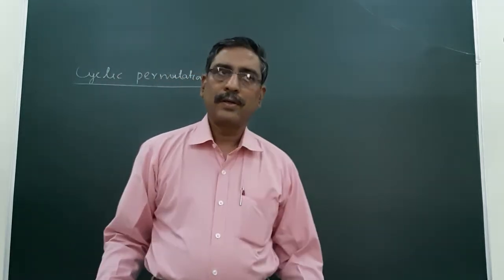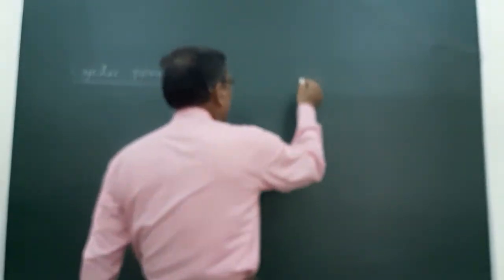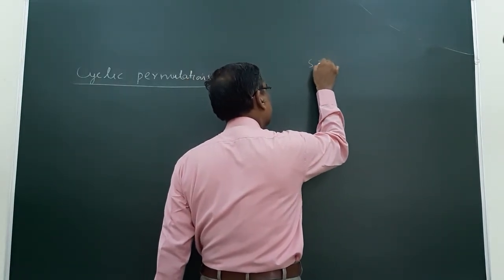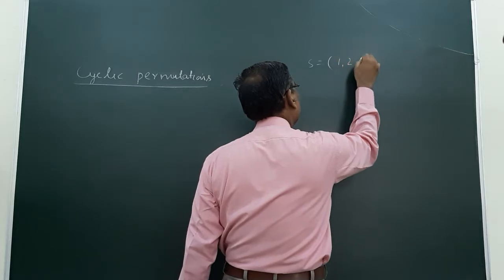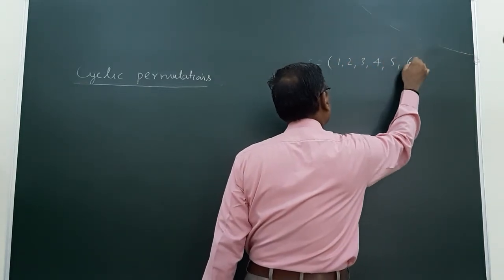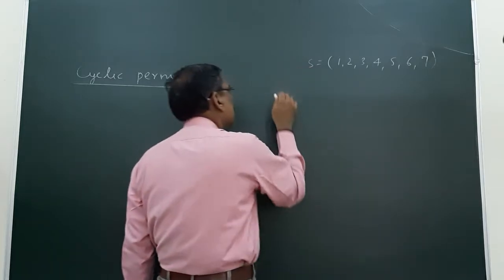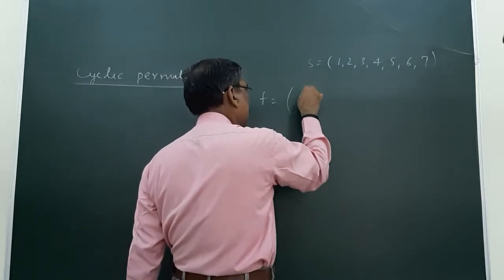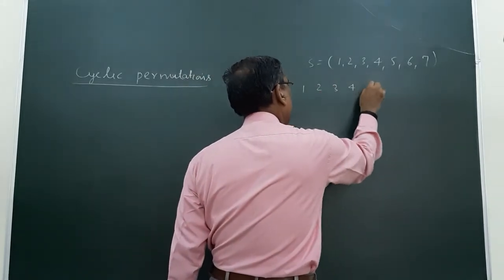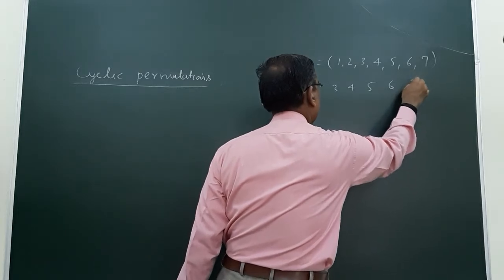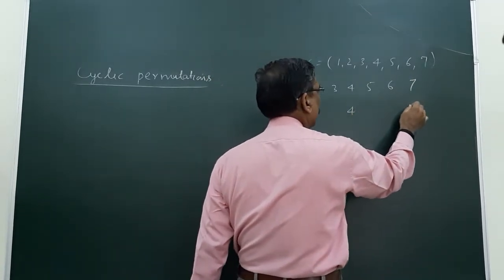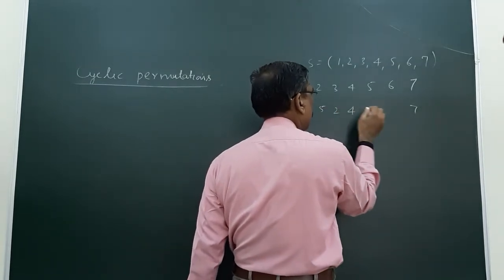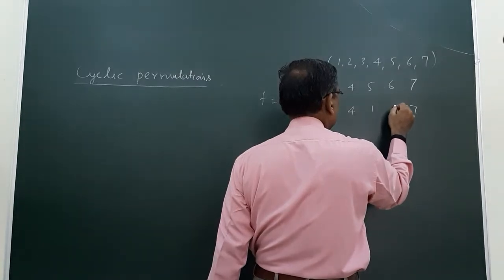Let us start with an example of a permutation belonging to a set having 7 elements: 1, 2, 3, 4, 5, 6 and 7. So a permutation defined on this is like this: 1, 2, 3, 4, 5, 6, 7 maps to 3, 5, 2, 4, 1, 6 and 7.